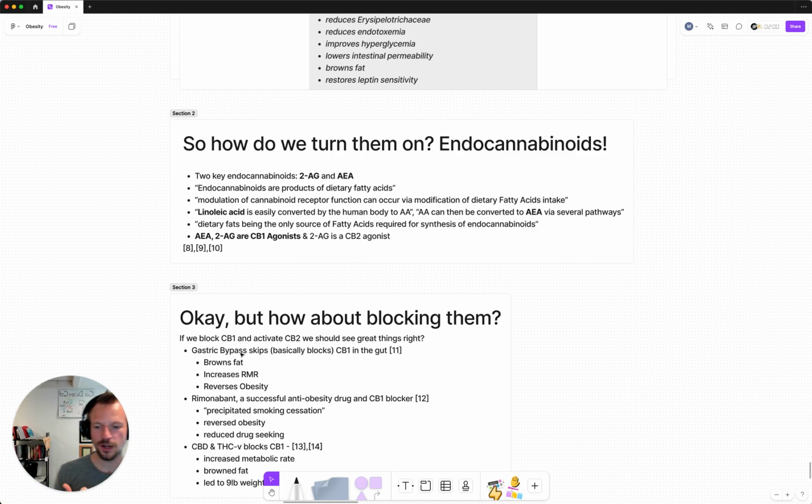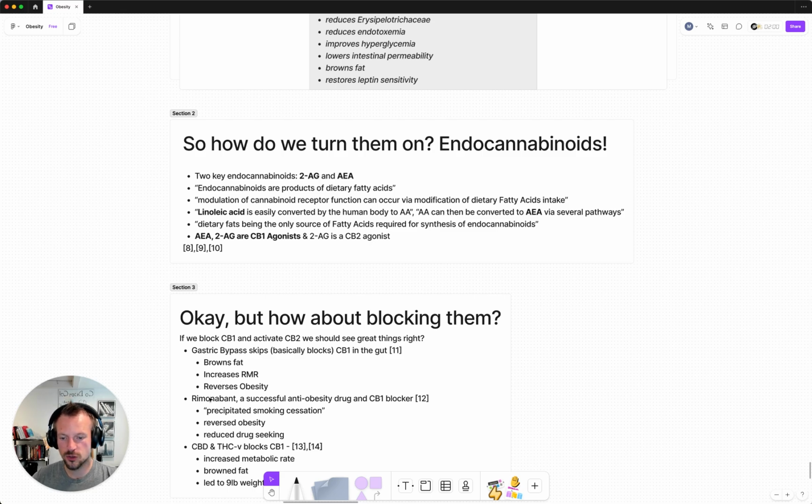And what happens when you have gastric bypass surgery, your fat browns. It will increase your resting metabolic rate, and it will reverse obesity. That's probably the primary surgical intervention that's successful right now. It comes with a bunch of complications and some suicide risk, and it's very expensive as well.